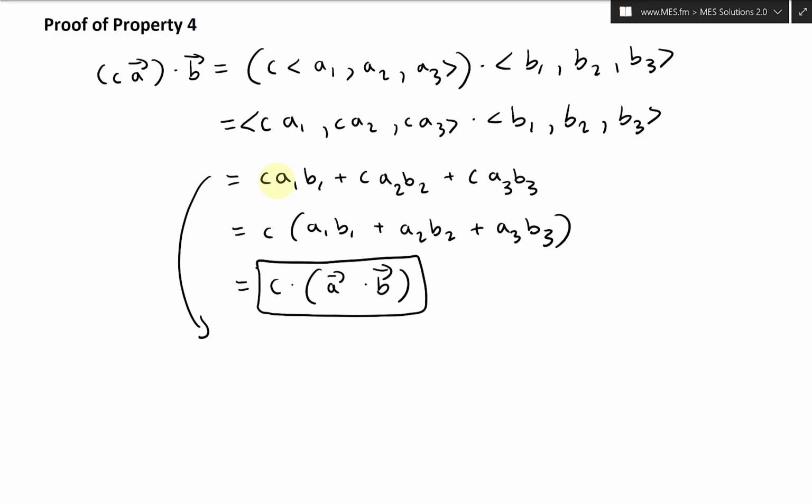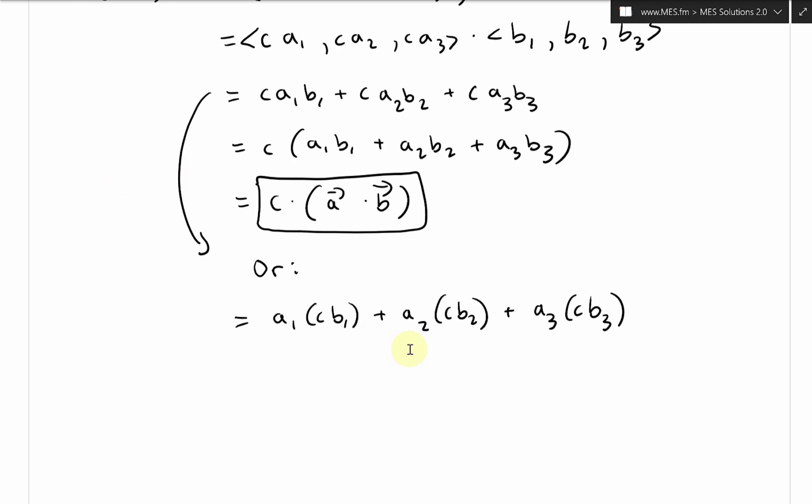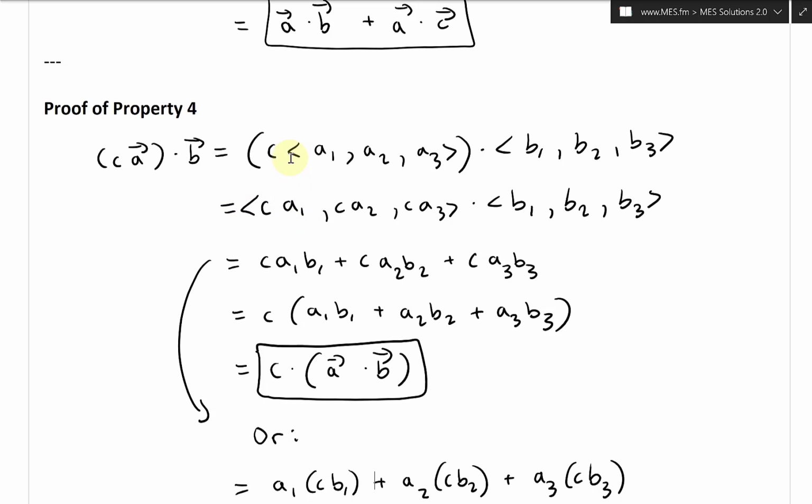So we could do, I'll put an or sign, or this equals a1 and then c b1. Just move those around, plus a2 c b2, plus a3 c b3, like that. And this part right here, again, this is going backwards. You could write it in this form, except the c becomes on this side here.